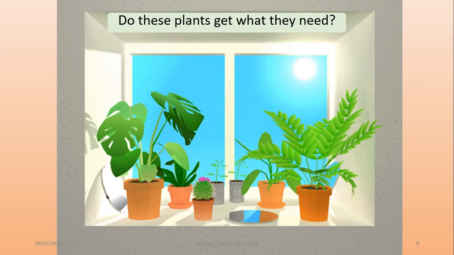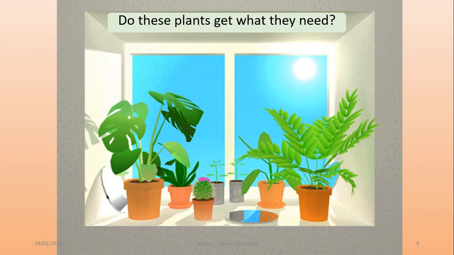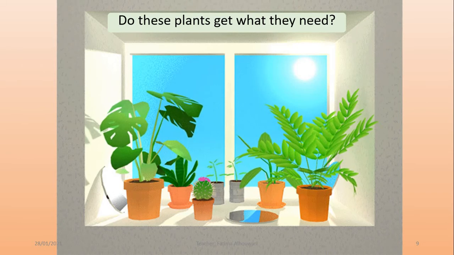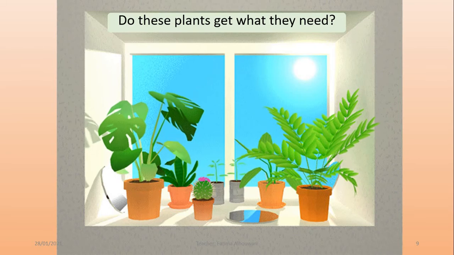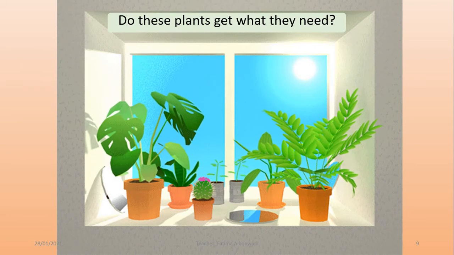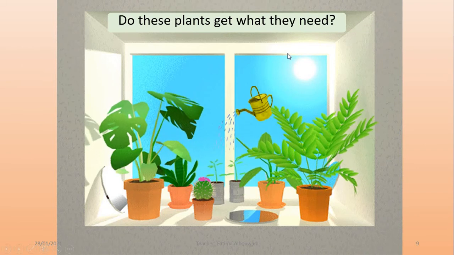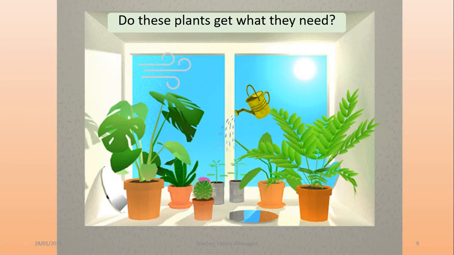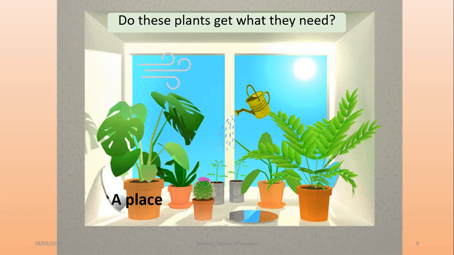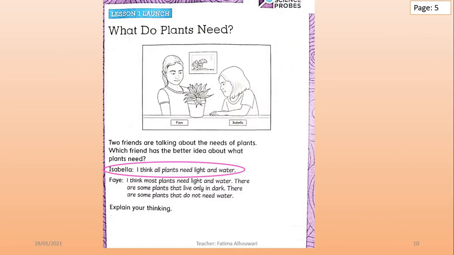Let's see these plants. What do you think, grade 2? Do these plants get what they need? Yes or no? Did you say yes? If so, you are totally right. These plants look very healthy, so they get what they need. They need sunlight, water, air, and a place.